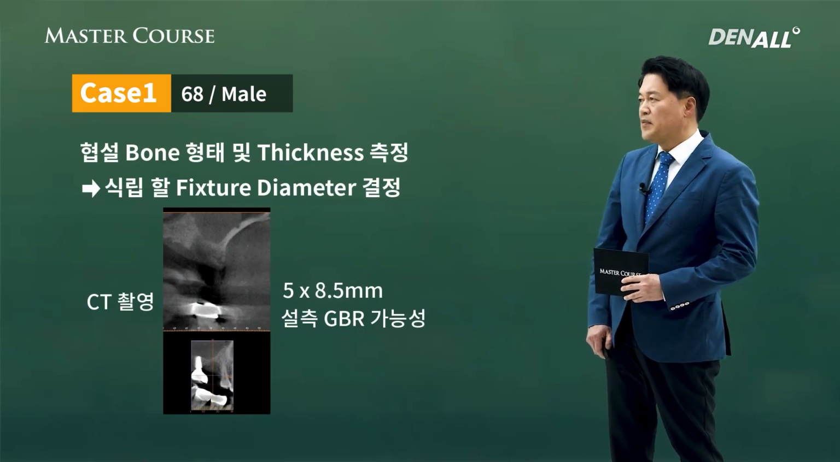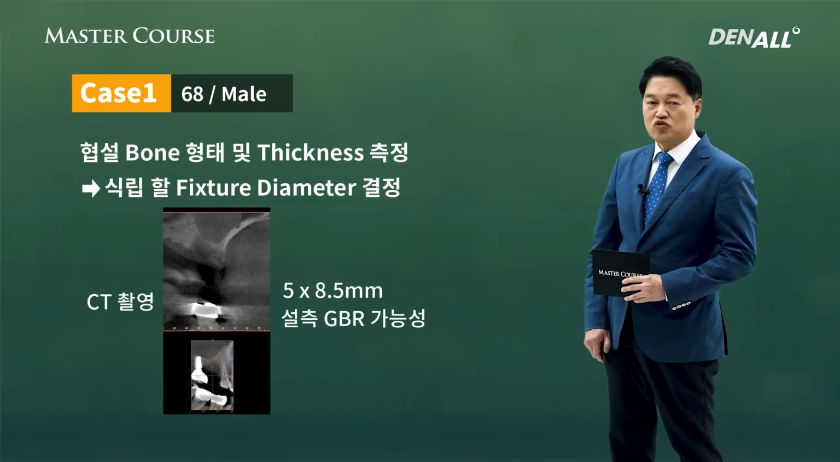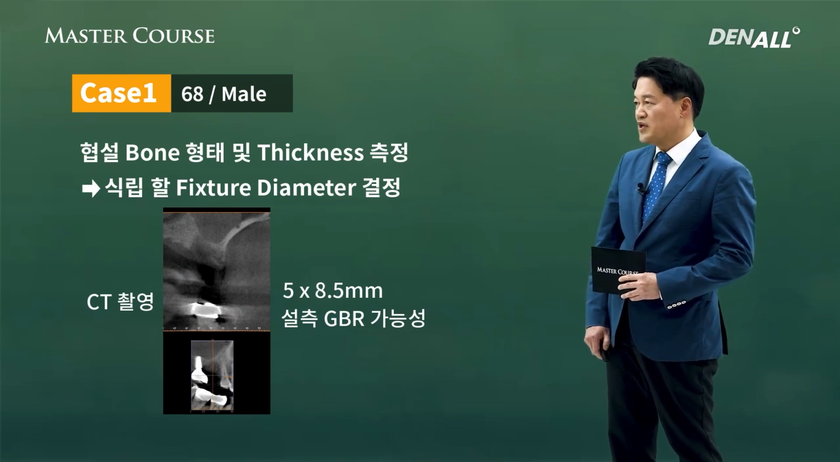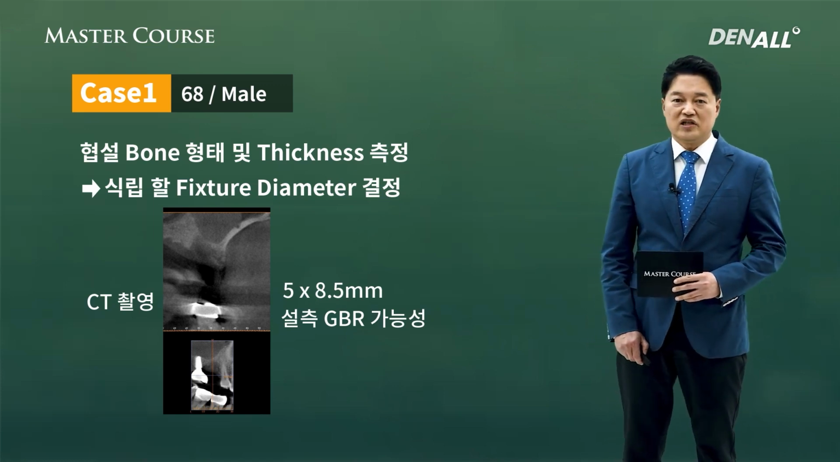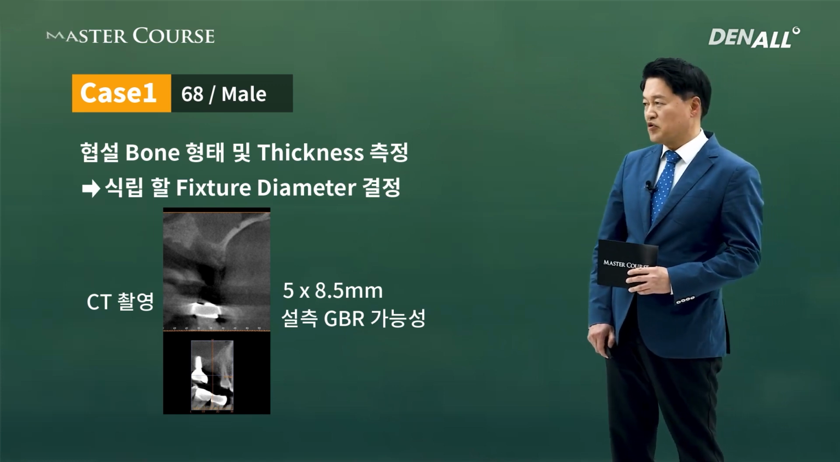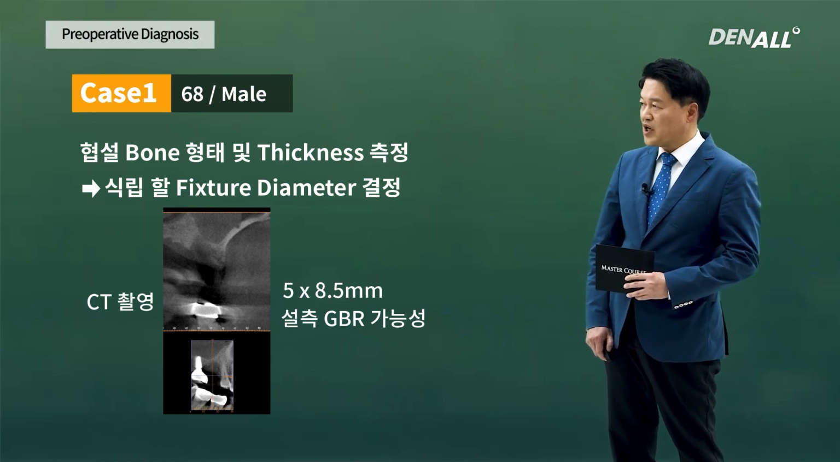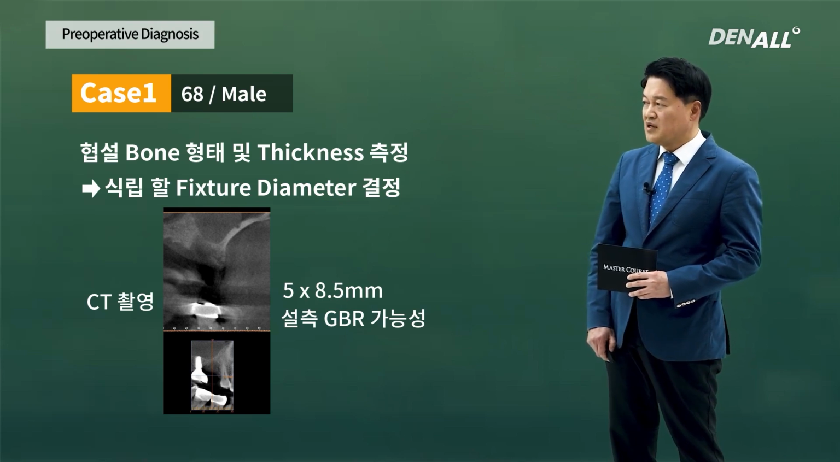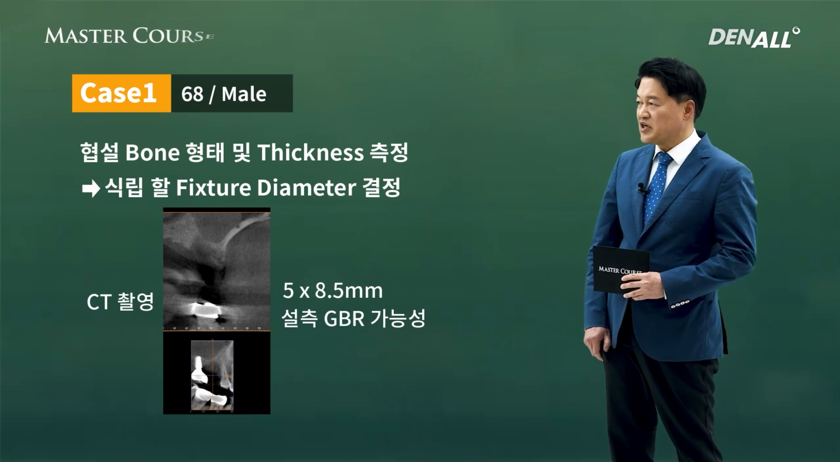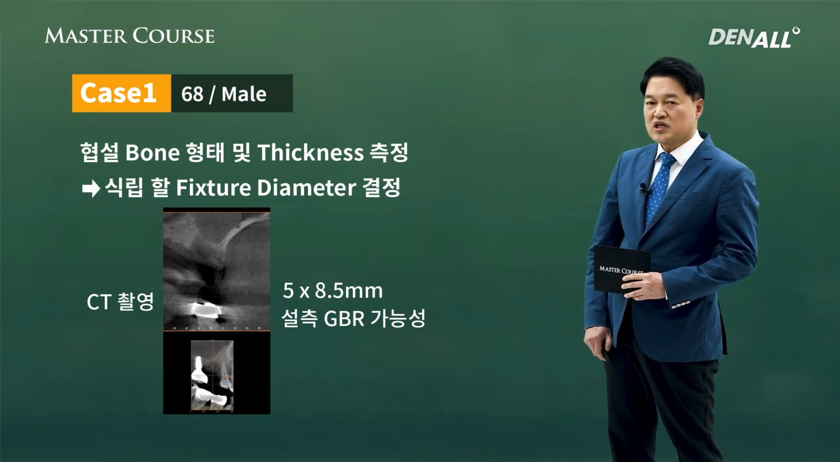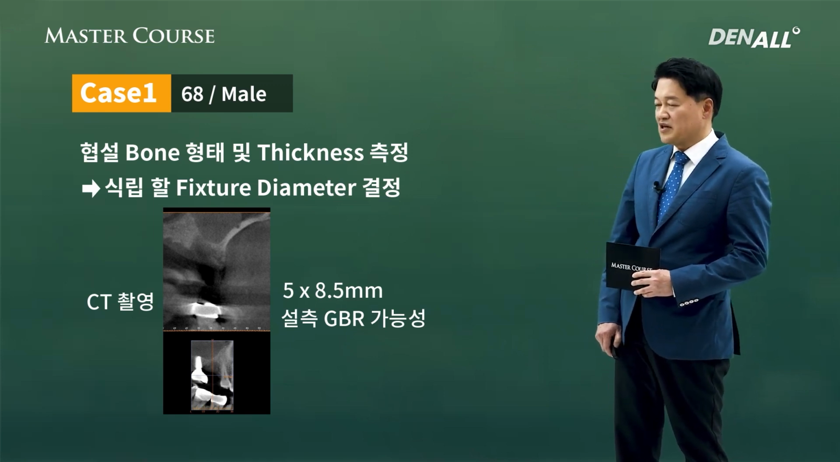After that, a CT is taken. The reason for this is to check the buccolingual bone shape and thickness, and then determine the diameter of the fixture and the direction as well. As you can see, buccally, more so than lingually, is tilted, and the surgical area there was not enough width. However, this was a male patient and it was for a single implant. A diameter of 5 or more is necessary, so a 5 millimeter fixture was planned. GBR might be necessary lingually.